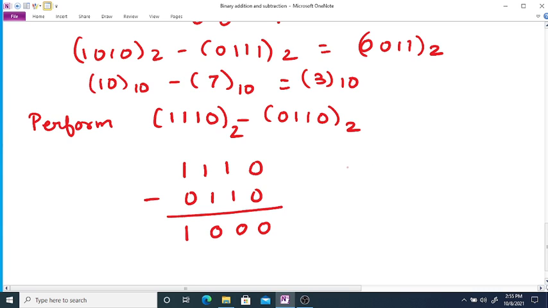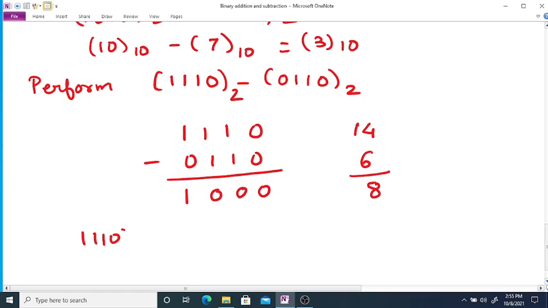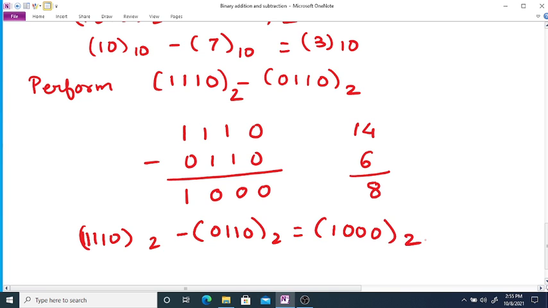Now if we convert these numbers into decimal, we know that this is nothing but 14 and this one is 6. So if we subtract 14 minus 6, we will get 8. So the final answer for given subtraction here is 1000 in binary, that is 8 in binary.